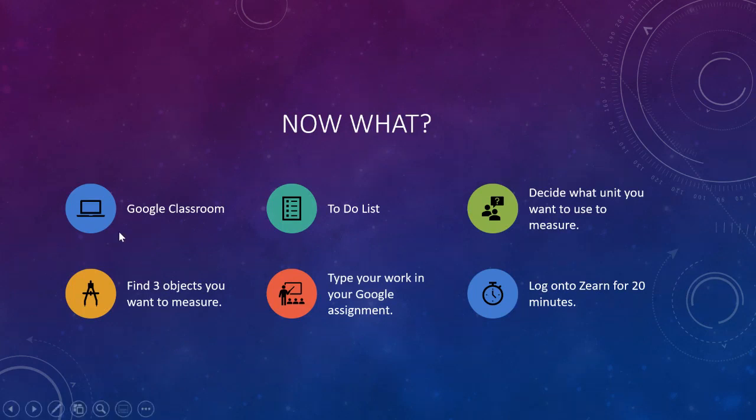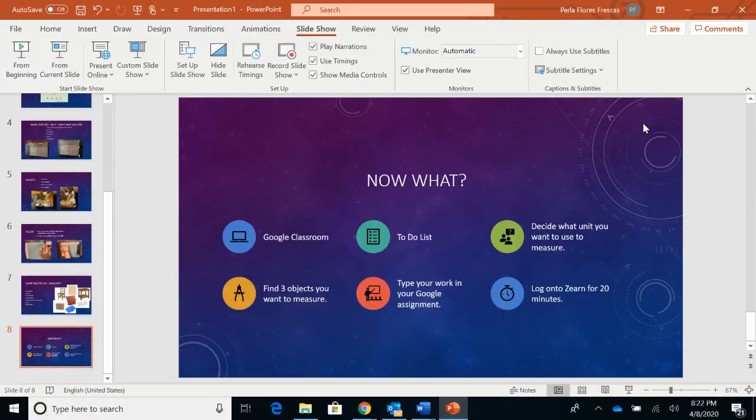Okay, so now what? Well, your next step is to go into Google Classroom. And then you're going to check your to-do list. Step 3, decide what unit you want to use to measure. Are you going to use spoons, centimeters, inches, shoes? Okay, what units are you going to use? Then find 3 objects you want to measure. Type your work in your Google assignment. And then the last thing is to log into CERN for 20 minutes.